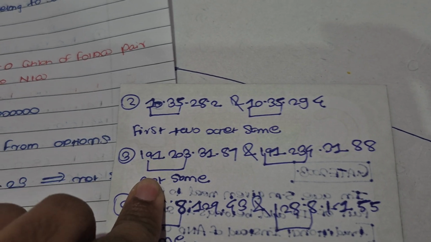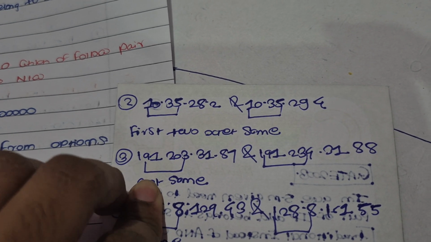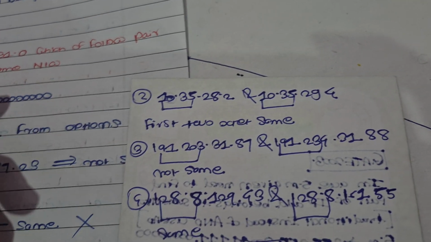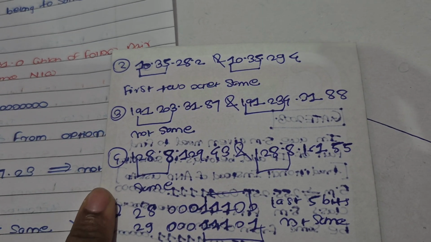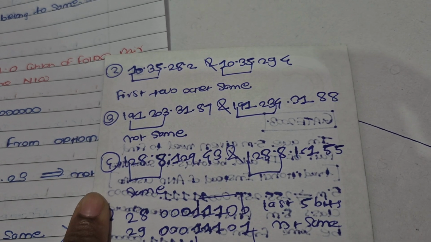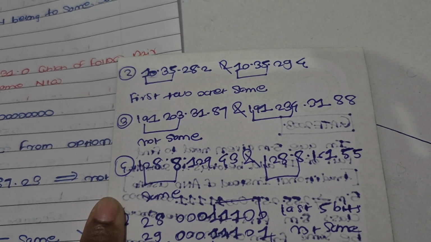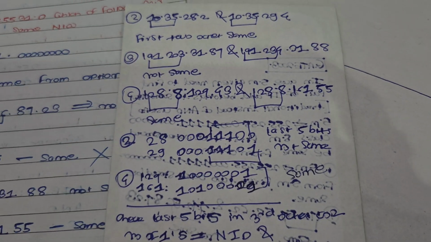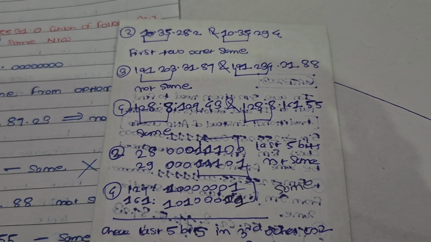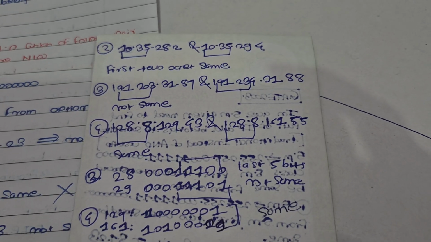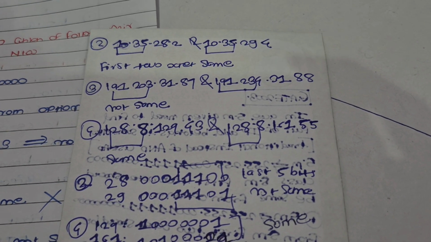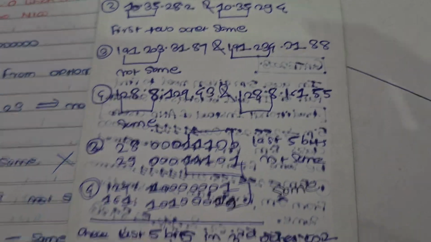And 191.203, 191.234, it's not the same, so it is also getting cancelled. 128.8.129.43, and the first octets are the same basically, so we can keep it. So while checking, there are 2 options to check. So 28 and 29, if you convert them to binary, we need to check the last 5 bits.